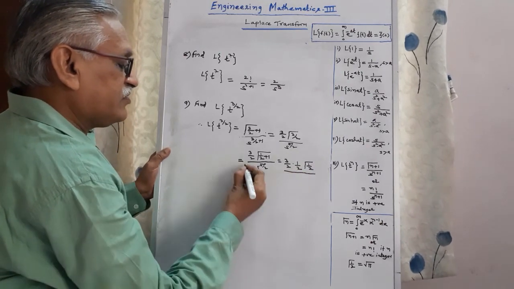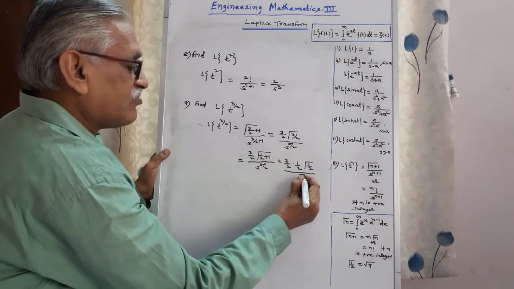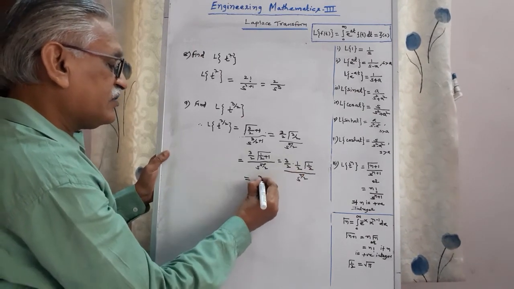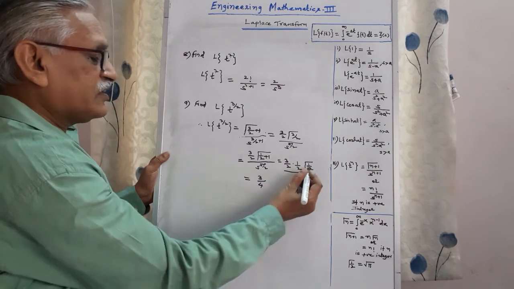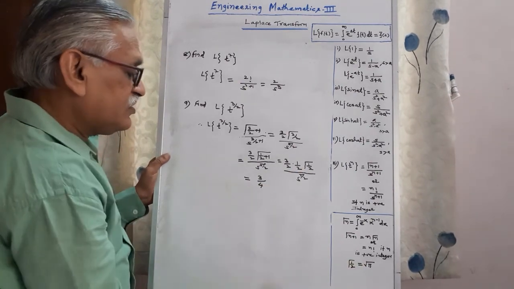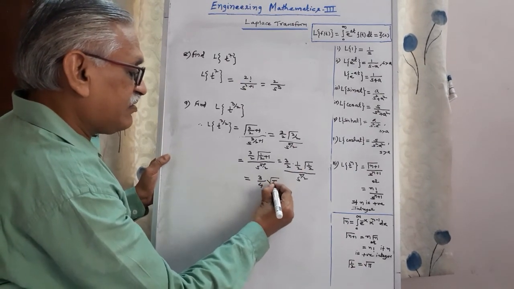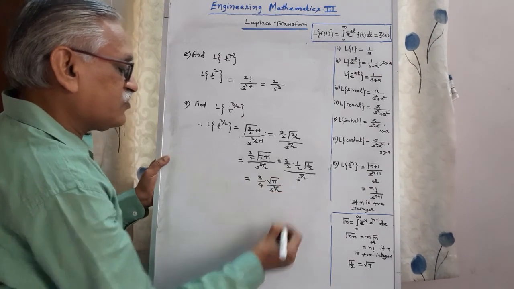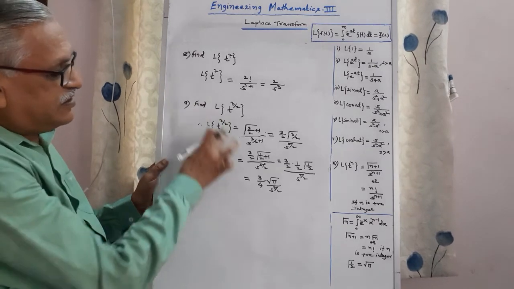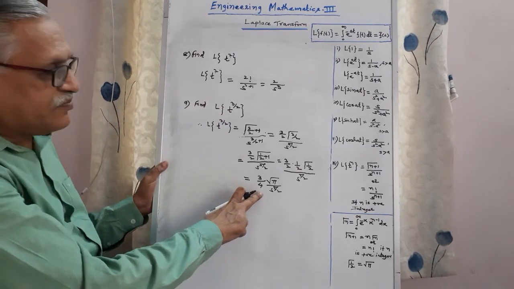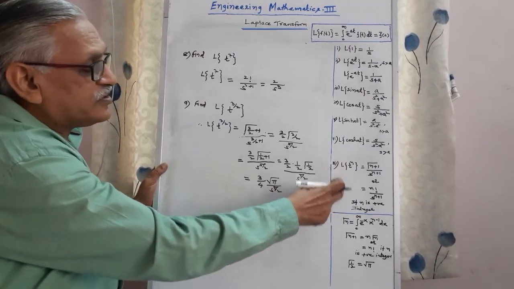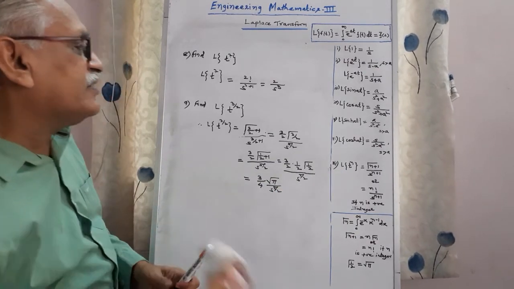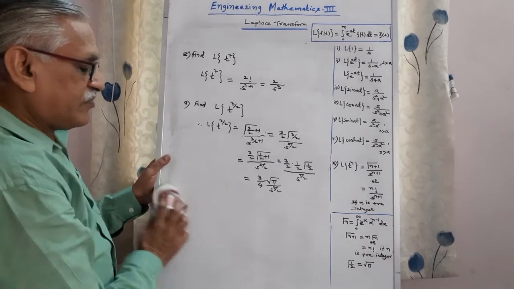divided by s raised to 5 by 2. And then it is equal to, simplifying it, it is 3 by 4. Gamma 1 by 2 standard value, it is root pi, and divided by s raised to 5 by 2 is the required Laplace transform. Therefore, these two results are very, very important while finding the Laplace transform.